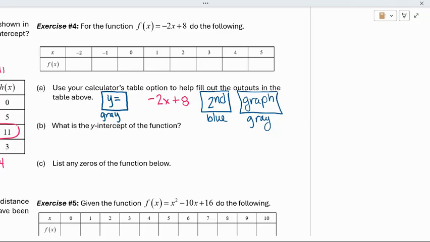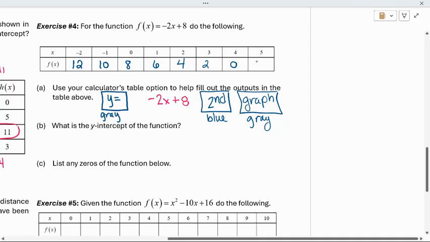Okay, so when x is -2, I think that's where we're starting. When x is -2, what's our output? 12. When x is -1. When x is 0. When x is 1. When x is 2. When x is 3. When x is 4. And when x is 5. Yay, I love it when you guys participate. That totally made my day.